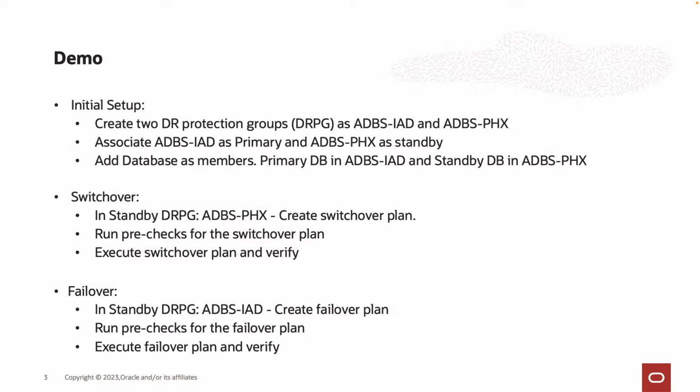From the standby DRPG, we'll create the switchover plan, run pre-checks for the switchover plan, and then execute the switchover plan and verify the logs. And then we'll do the failover. Now the primary database is running in the Ashburn region, so we will create the failover plan from the Ashburn production group. Then we'll do a pre-check for the failover plan, execute the failover plan and verify the logs. Let's switch on to the demo.